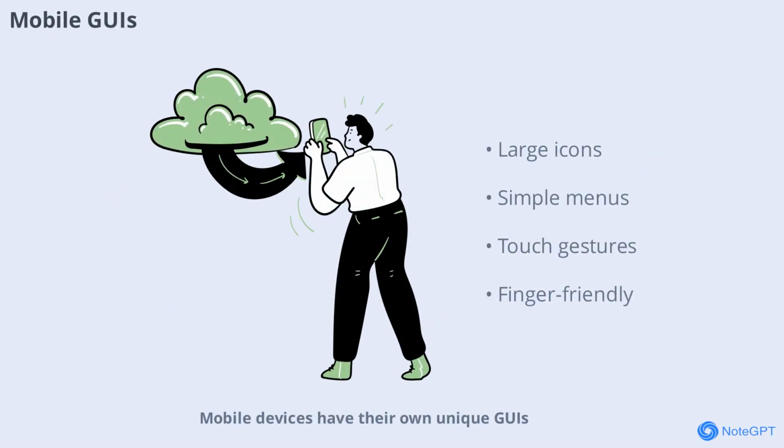Mobile devices have their own unique GUIs designed for touch interaction and smaller screens. Icons are larger, menus are simplified, and gestures like swiping or pinching are common. These changes make it easy to use smartphones and tablets with just your fingers, no mouse or keyboard required.